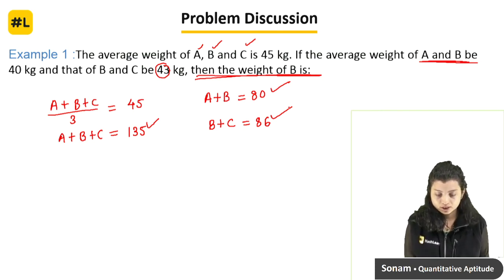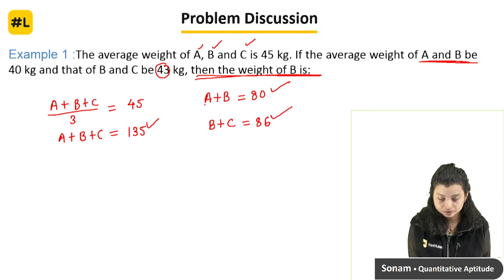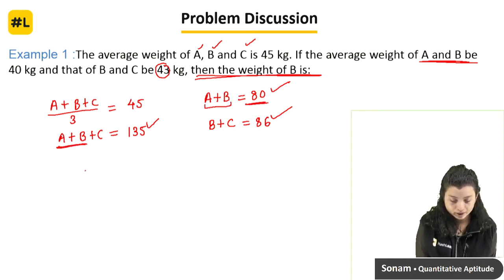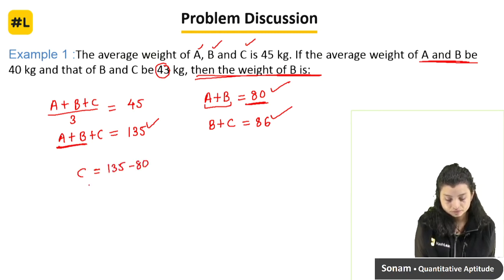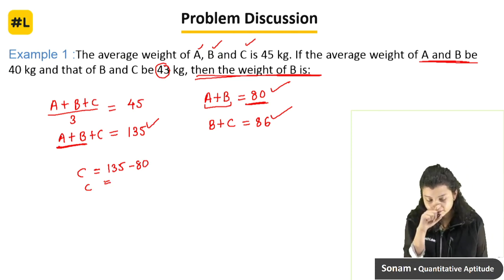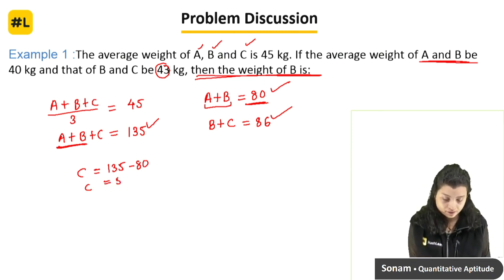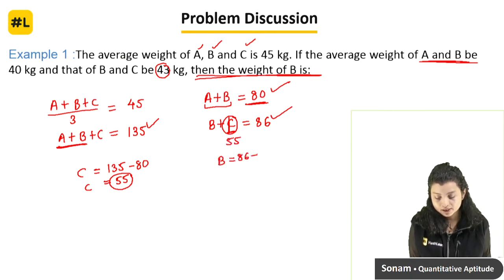So what I can do is, I will put the value of AB in it. Okay, AB is equals to 80. So in place of this, I can put 80. So C is equals to 135 minus 80. Correct? So from here, I'll get the value of C as 55. And then I can put this value of C in this equation here. So if C is 55, B will be how much? 86 minus 55. That is 31.